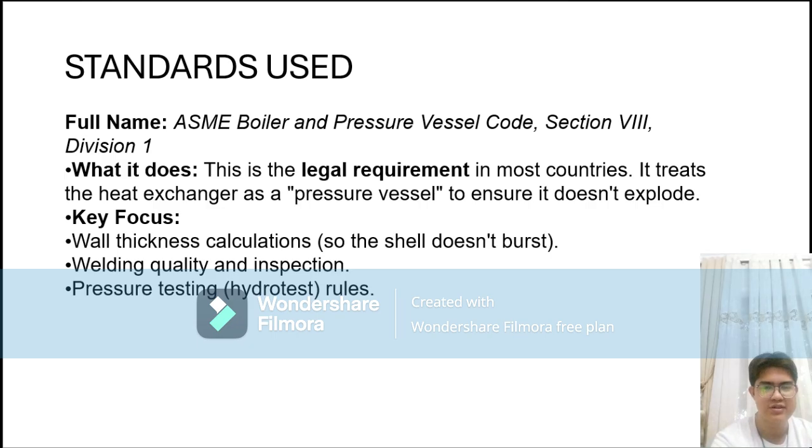The first standard is the ASME Boiler and Pressure Vessel Code, Section 8, Division 1. What does this do? This is the legal requirement in most countries compliant with the ASME code. It treats the heat exchanger as a pressure vessel to ensure it does not explode. The key focus: wall thickness calculations, welding quality and inspection, and pressure testing or hydro test rules.